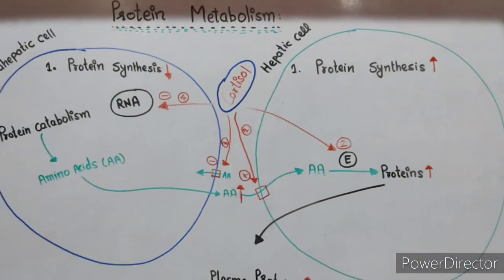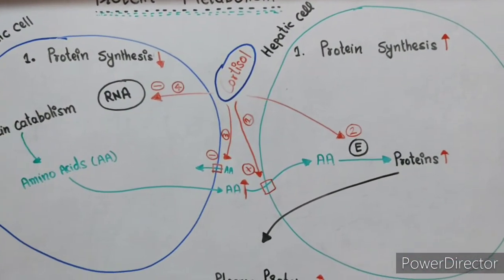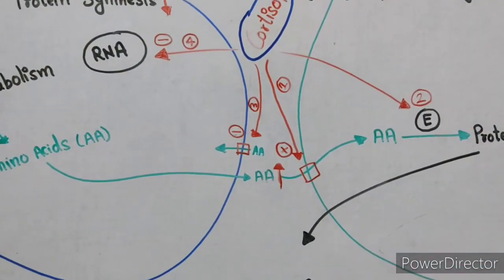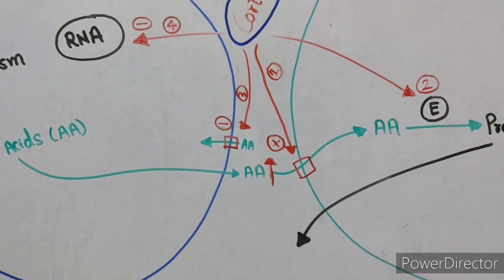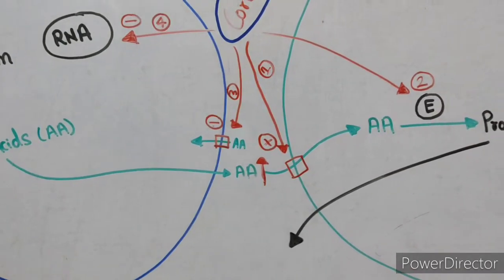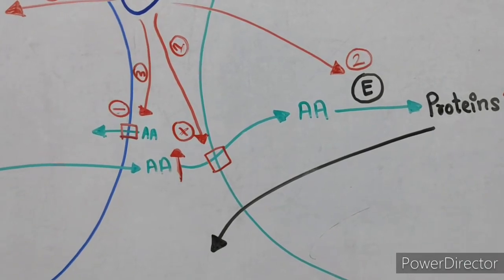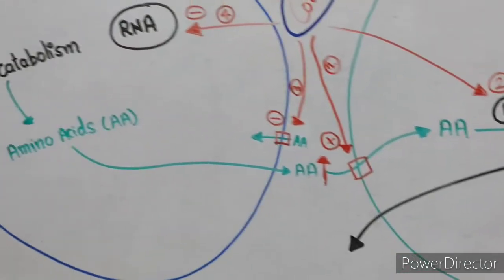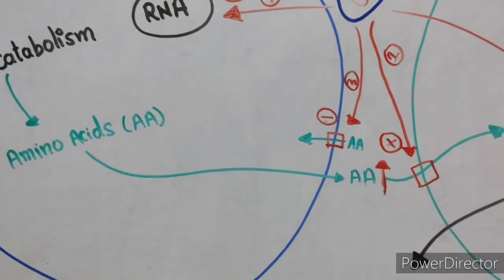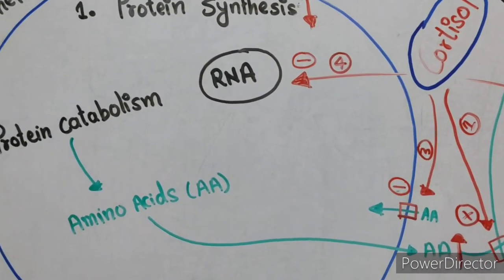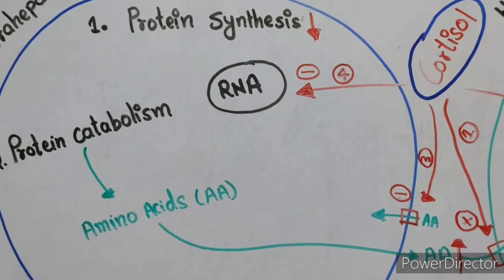So cortisol's function in protein metabolism mainly can be summarized into 4 functions. First, it increases the uptake of amino acids into the hepatic cell. Second, it stimulates the enzymes required for synthesis of proteins from amino acids in the hepatic cell. Third, it diminishes the uptake of amino acids into the extrahepatic cell. Fourth, it depresses RNA function required for protein synthesis in the extrahepatic cell.